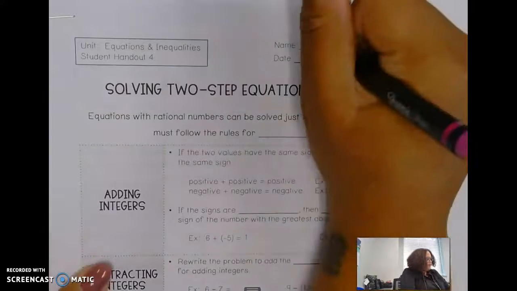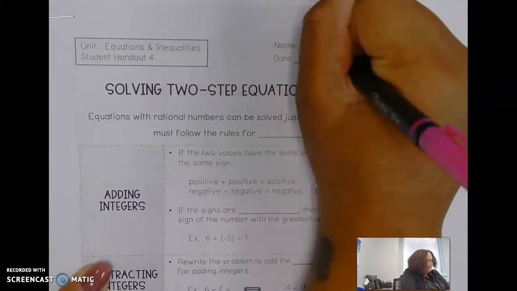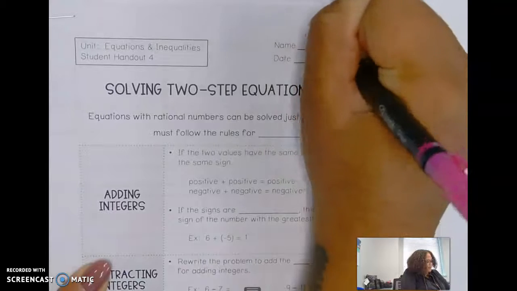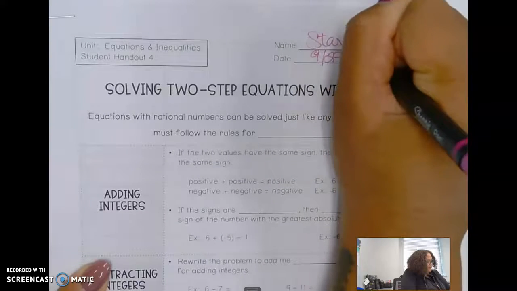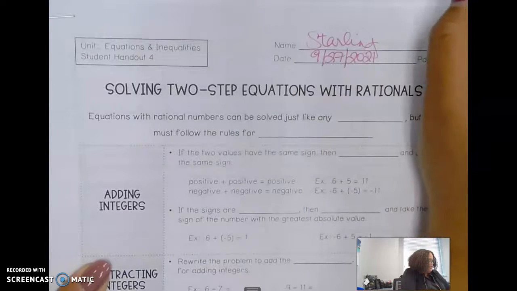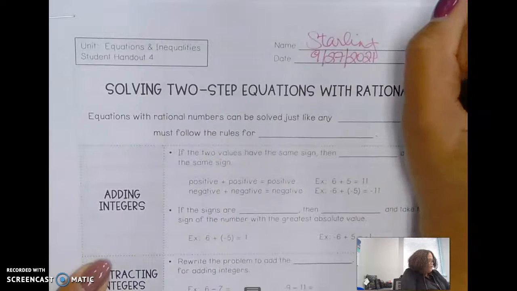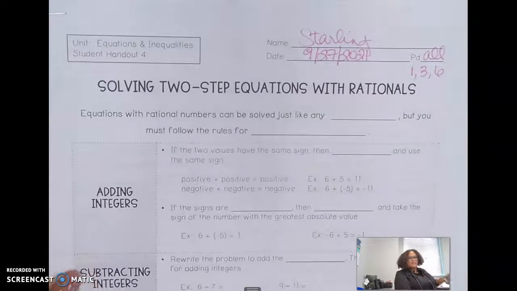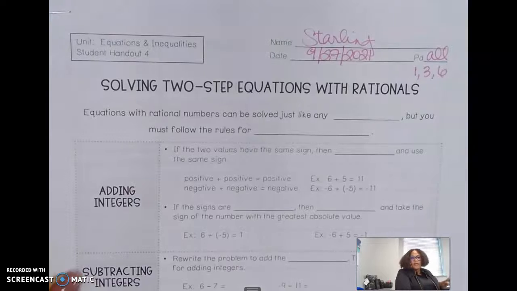So I'm going to start by putting my name on my paper. Today is September 27th. Happy fall, a few days ago. And this is for all my 7th period, which is 1st, 3rd, and 6th period classes. Or 7th grade students, sorry.